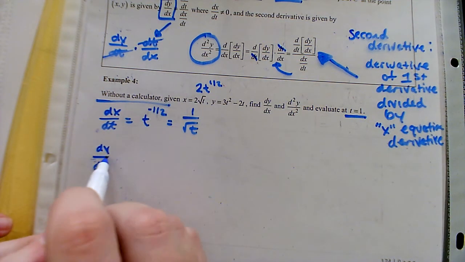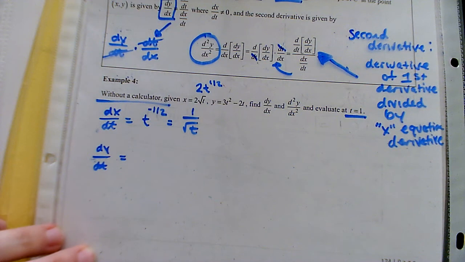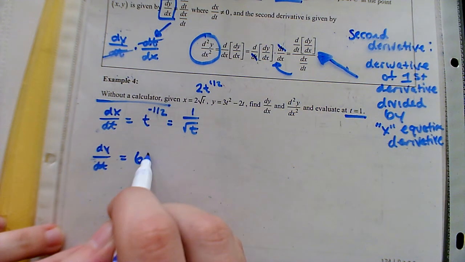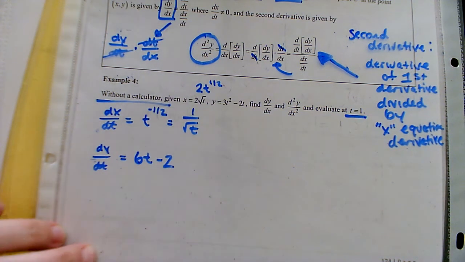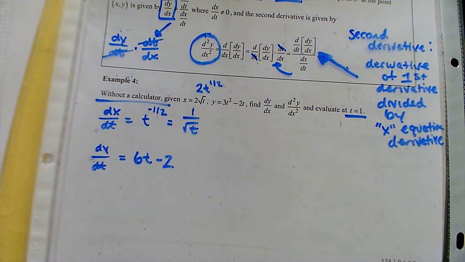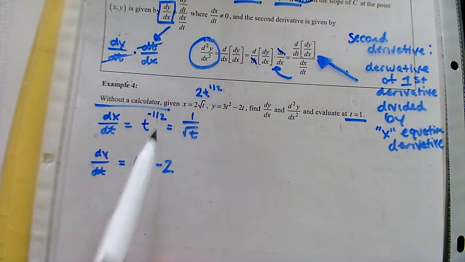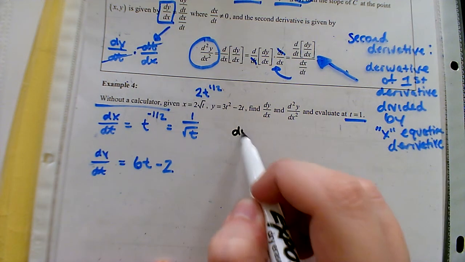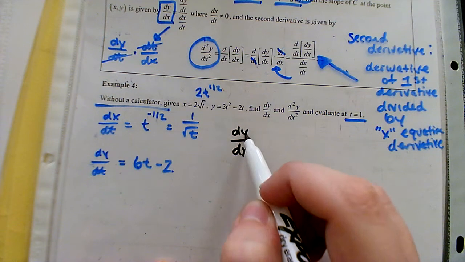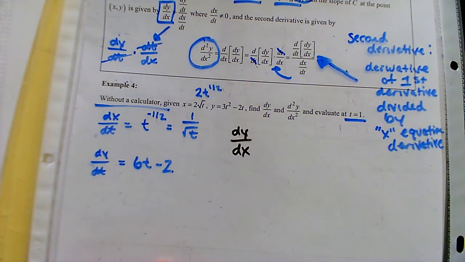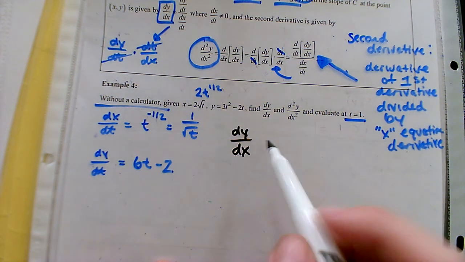All right, let's go ahead and find the derivative of the y equation with respect to time. That one's a little bit easier. We'd have 6t minus 2. All right, so now that we have the individual derivatives, how can we use those to figure out the kind of overall first derivative of the parametric set, dy over dx?